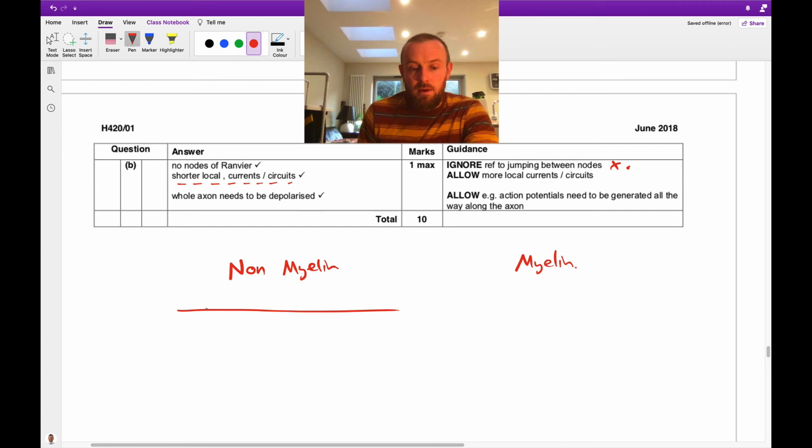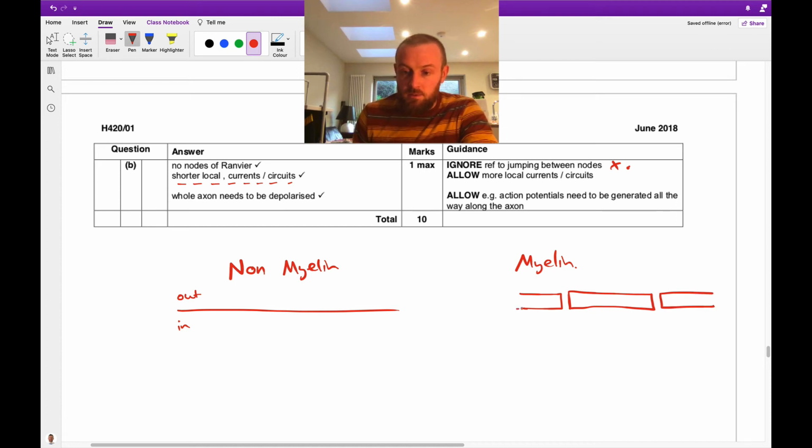Okay, so here's the membrane. We've got out, we've got in the neuron, and then in this case, we've got these nodes. So we've got this myelin sheath, and we've got the membrane sort of here. We've got out, we've got inside. So what happens during an action potential is that, let's say at this point, this is the action potential happening right here. We've got sodium flooding in.